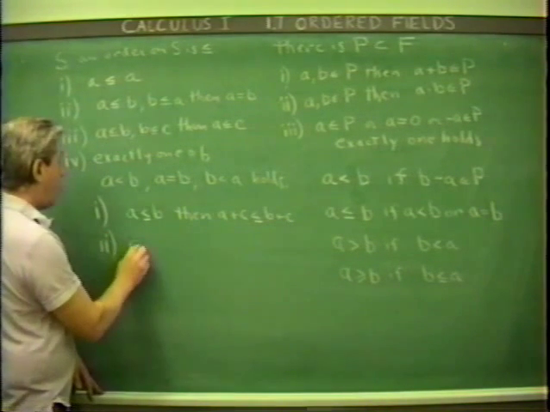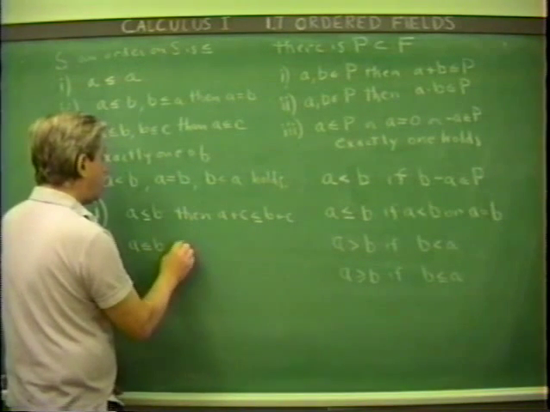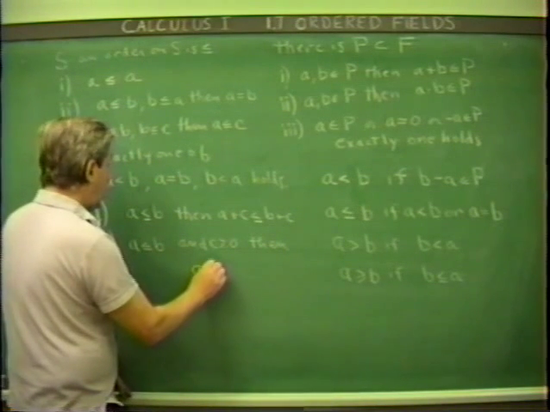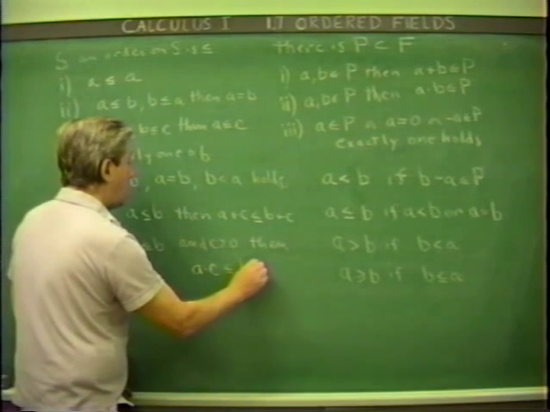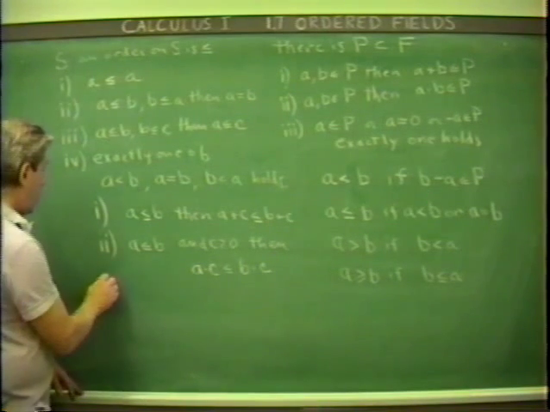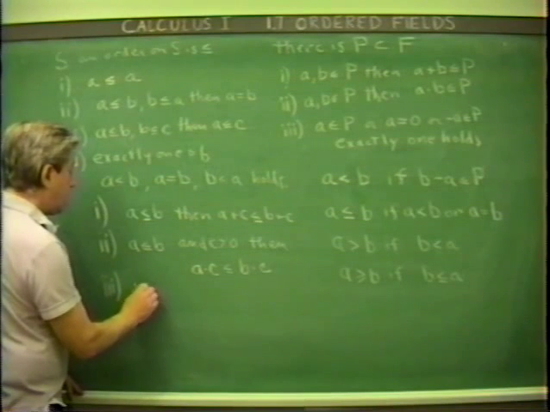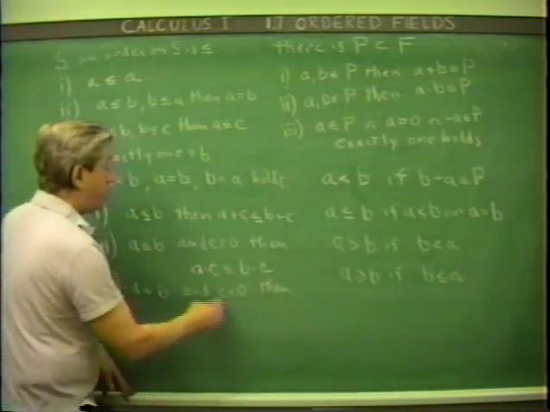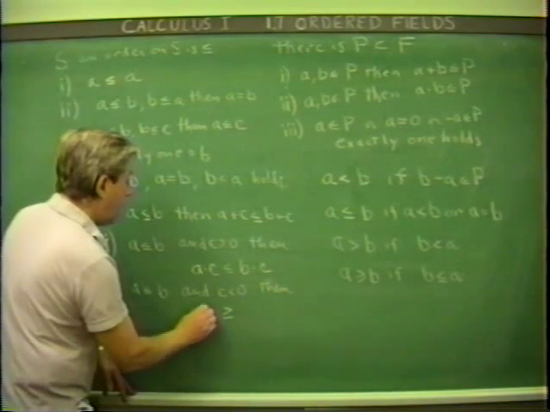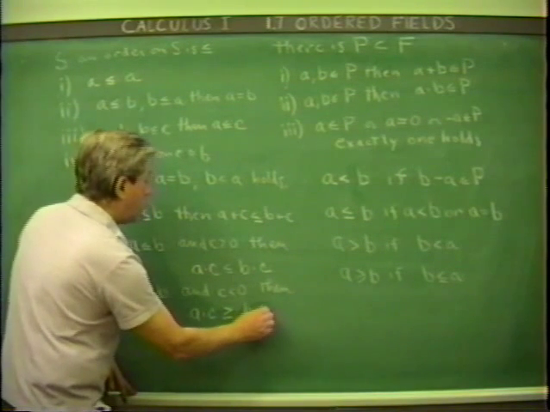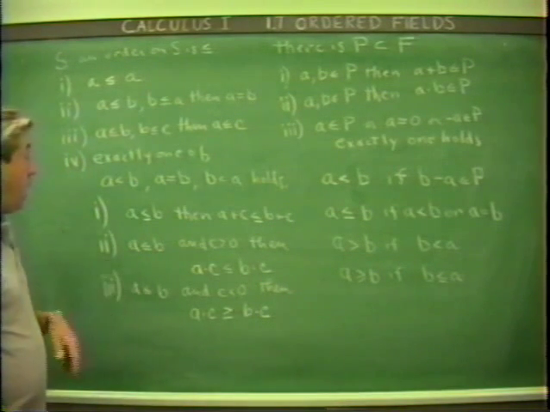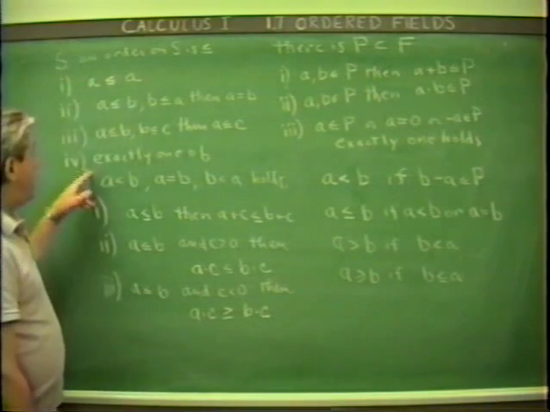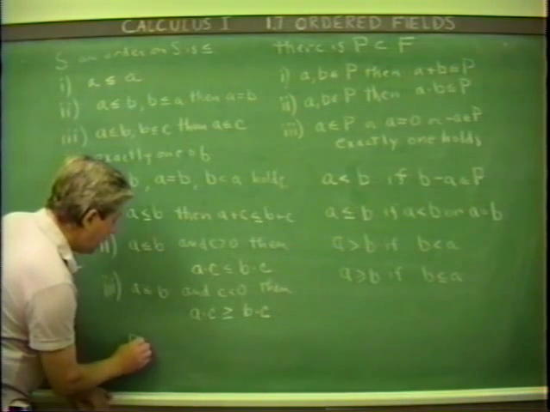So this connects the order with addition. Secondly, if A is less than or equal to B and C is greater than 0, then A times C is less than or equal to B times C. Thirdly, if A is less than or equal to B and C is less than 0, then the inequality is reversed: A times C is greater than or equal to B times C. These two tie the inequality with multiplication.